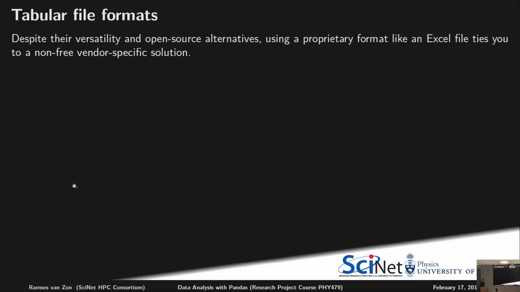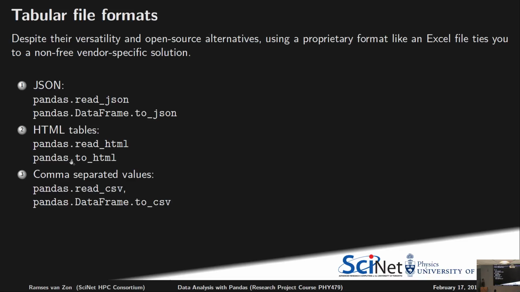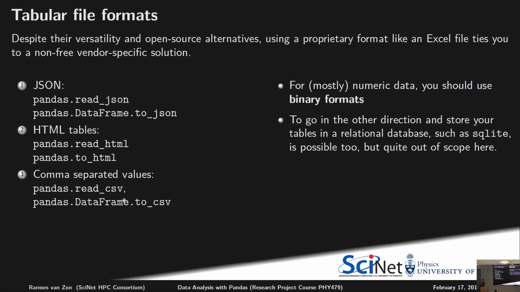And there's a number of tabular file formats out there that Pandas knows. It knows about JSON. It knows about HTML tables. It knows about comma-separated values, as well as the Excel sheets that I said. And it has readers and writers for those. So, for instance, now these are all text. Well, Excel is not really text-based, but it is text-based.